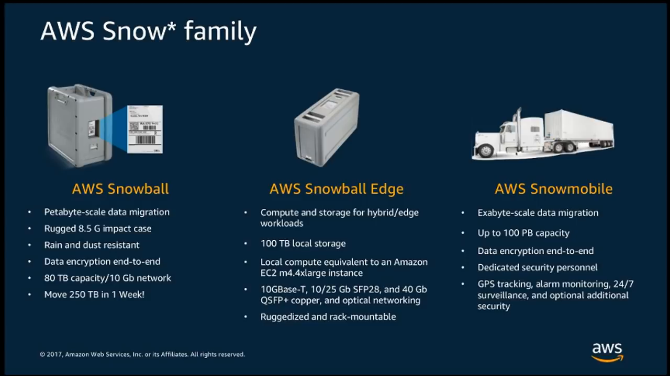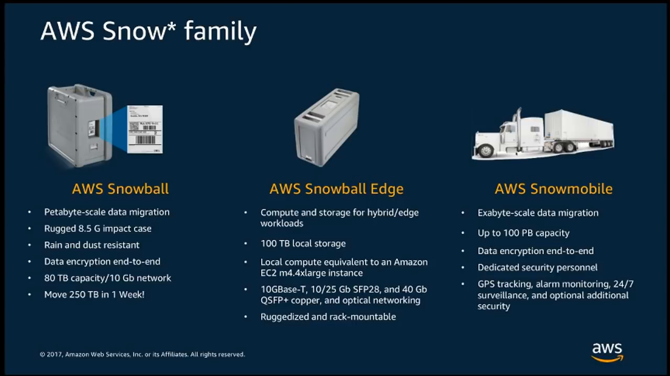And the Snow family is made up of the Snowball, the Snowball Edge, and the Snowmobile. With the Snowball, you get 80 terabytes of capacity, 10 gigabit network connection, and when you copy data and write data into the Snowball and the Snowball Edge, all of that data is going to be compressed and encrypted. And an important thing to note is that the encryption key doesn't travel with the device. So that means that you keep the encryption key, the data's been encrypted before it even lands and is written to disk, and then when you ship it back, everything is safe and secure.